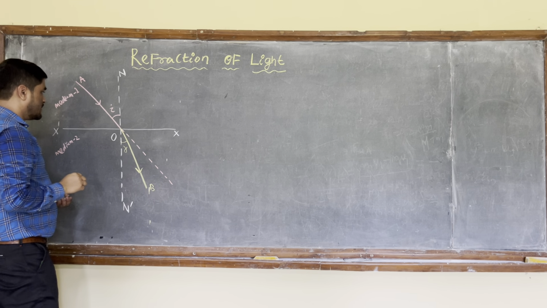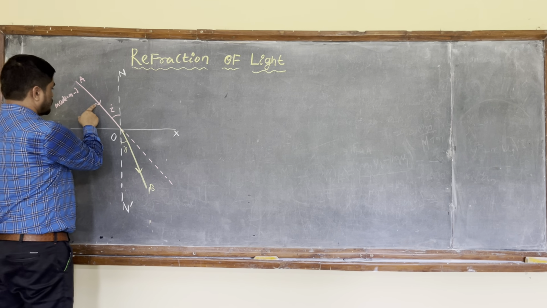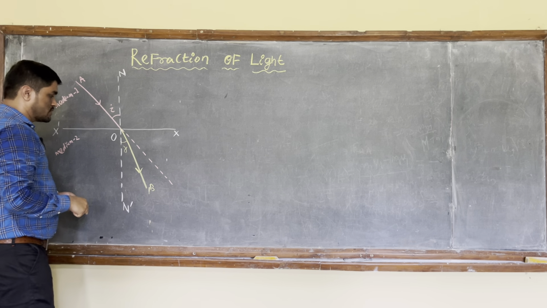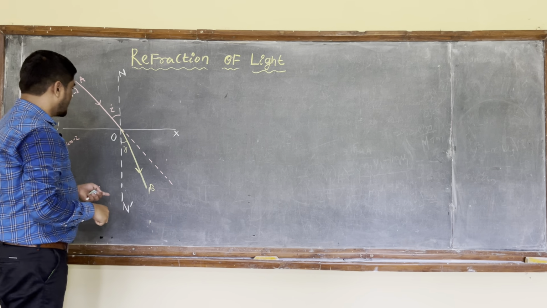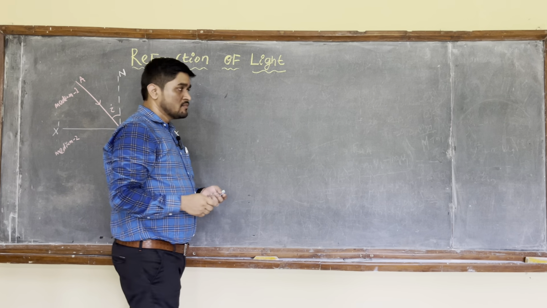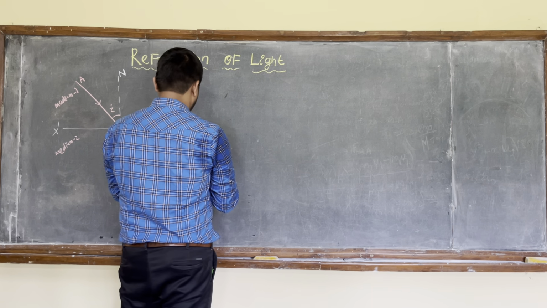That means in refraction, the ray of light changes path and velocity both when it travels from one medium to the other medium. That's why you can write the definition of refraction of light.